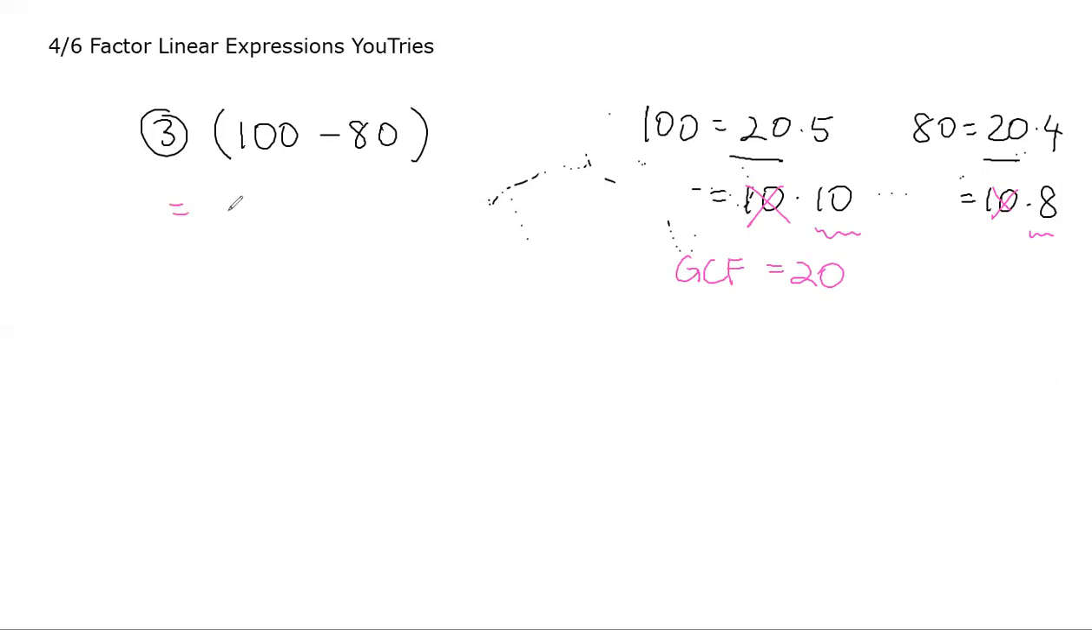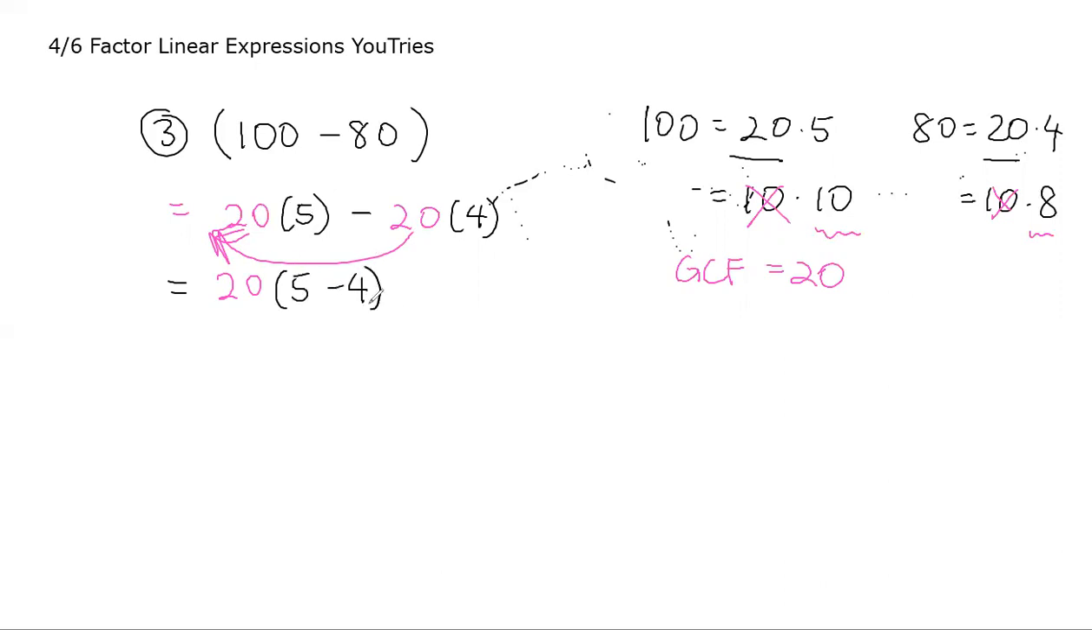So let's write that again. 20 times 5 minus 20 times 4. And we get 20, pulling all that out, times the quantity, 5 minus 4. Their final answer.